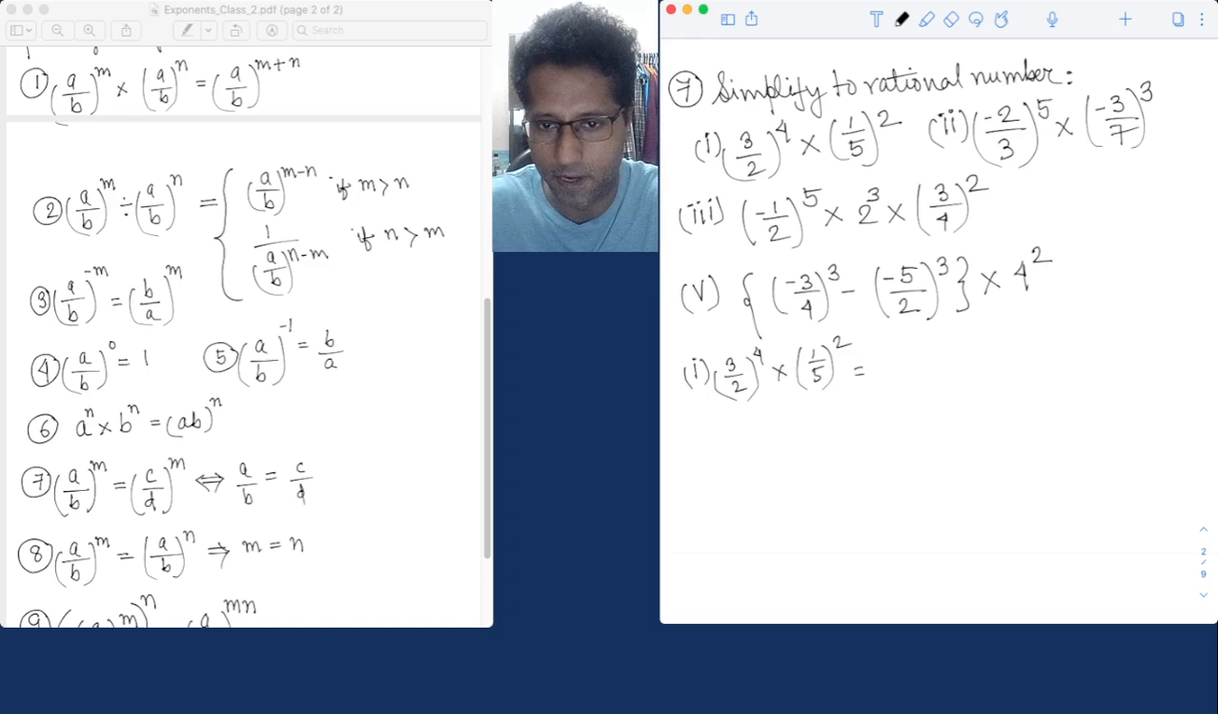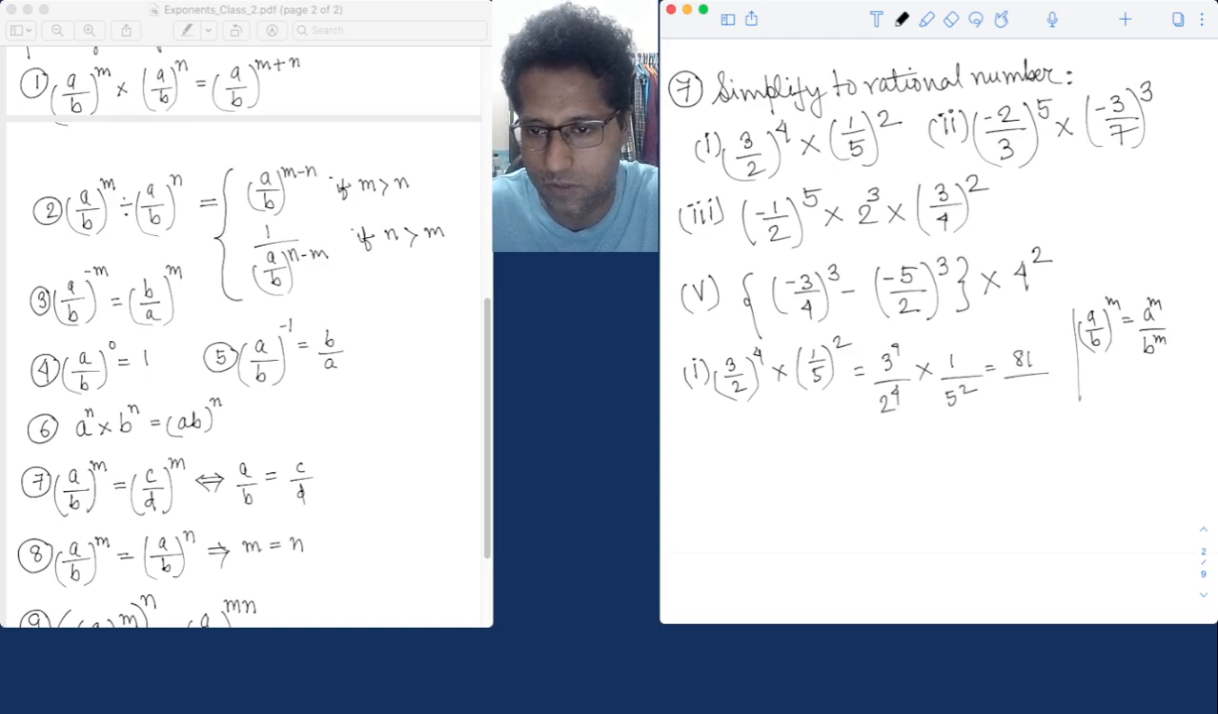We know that a by b, a rational number raised to the power m, is equal to a to the power m over b to the power m. We have to simply apply this. So this becomes 3 raised to the power 4 divided by 2 raised to the power 4, multiplied by 1 square, which is 1, over 5 square. 3 raised to the power 4, I guess, is 81, and 2 raised to the power 4 is how much?